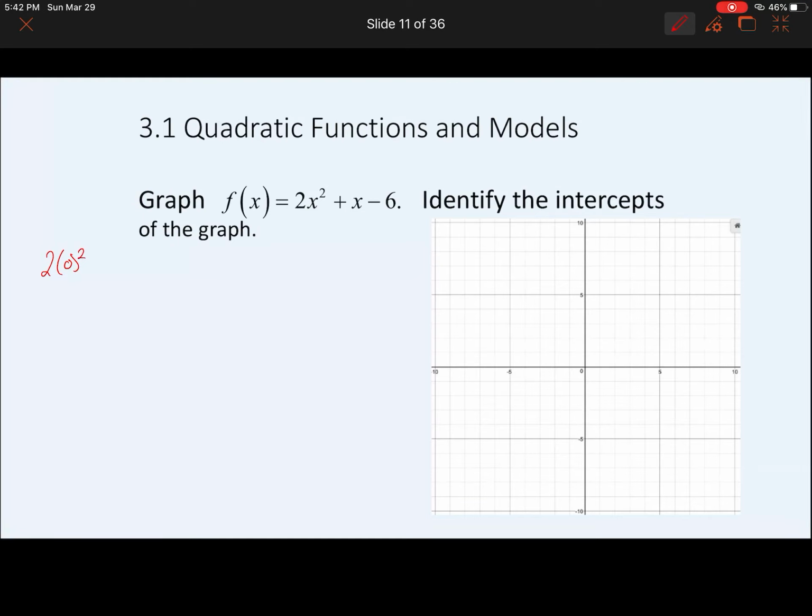So in this case, it's easiest to start with finding the y-intercept. So remember, f of x and y are the same thing. And so to find that y-intercept, we're going to take 0 and put it in for x. So if you were to do that, the equation is like this.